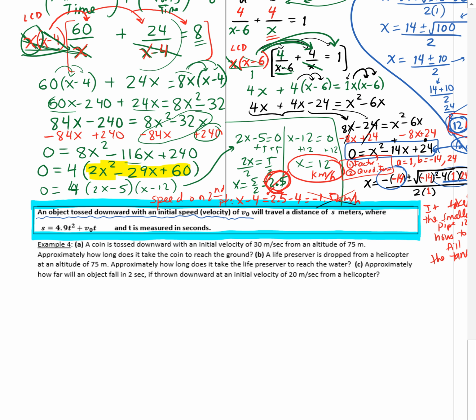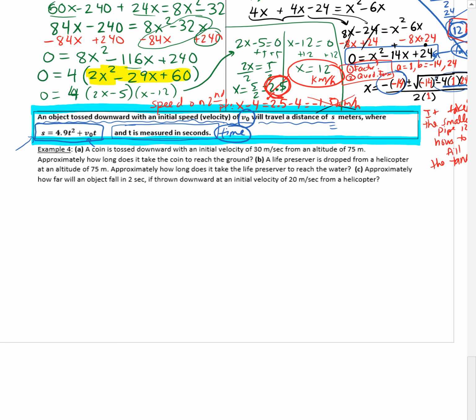So that's what this variable stands for, v sub 0 or v naught. That's the initial speed of the object as you throw it. It'll travel a distance of s, so that's how far it's going to travel once you throw it. S meters, where, and this is the equation we're going to use. So s, remember, s is the distance it travels. This v sub 0 or v naught, that's the velocity or the speed. And the t that you see in both of those terms, it's the time that's measured in seconds. Time.